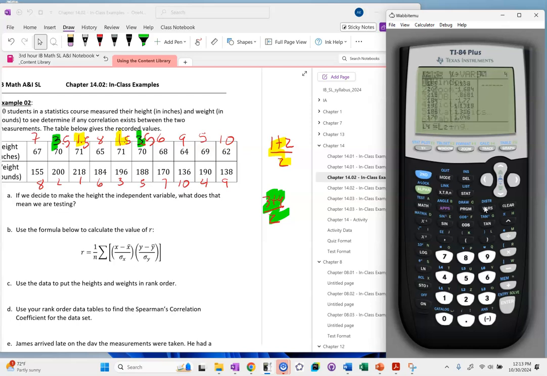So if I do vars, y-vars function, remember I stored that regression equation that I made into Y1. So my predicted y-coordinate is just Y1 of the values in L1. Notice I get, oh boy, what happened here? No, that's not what I wanted. What happened there?